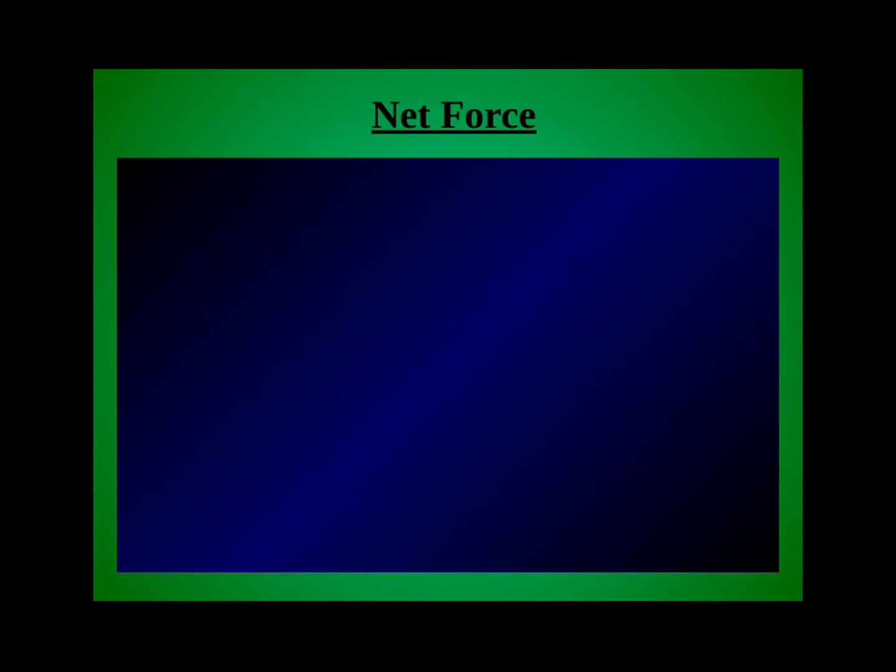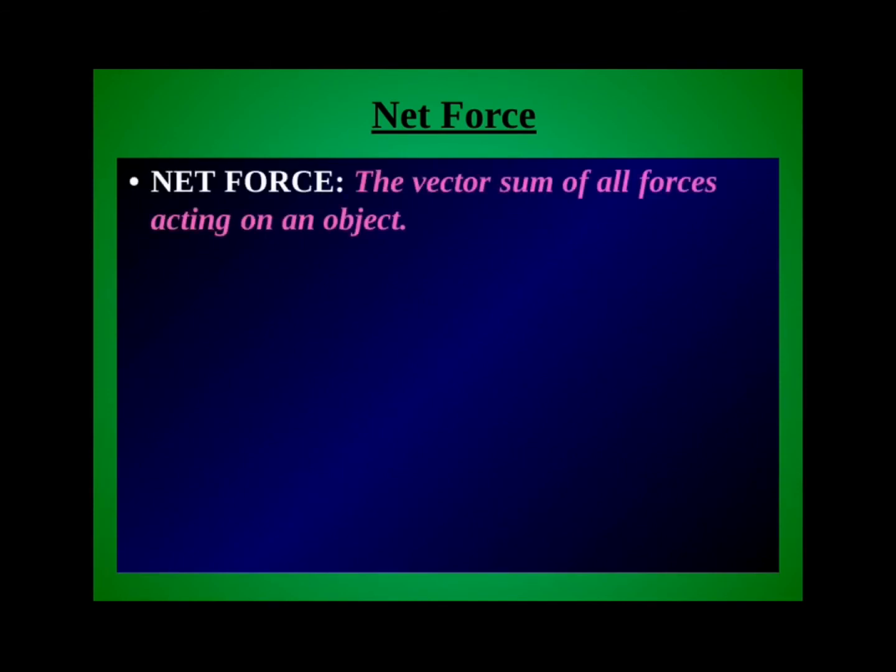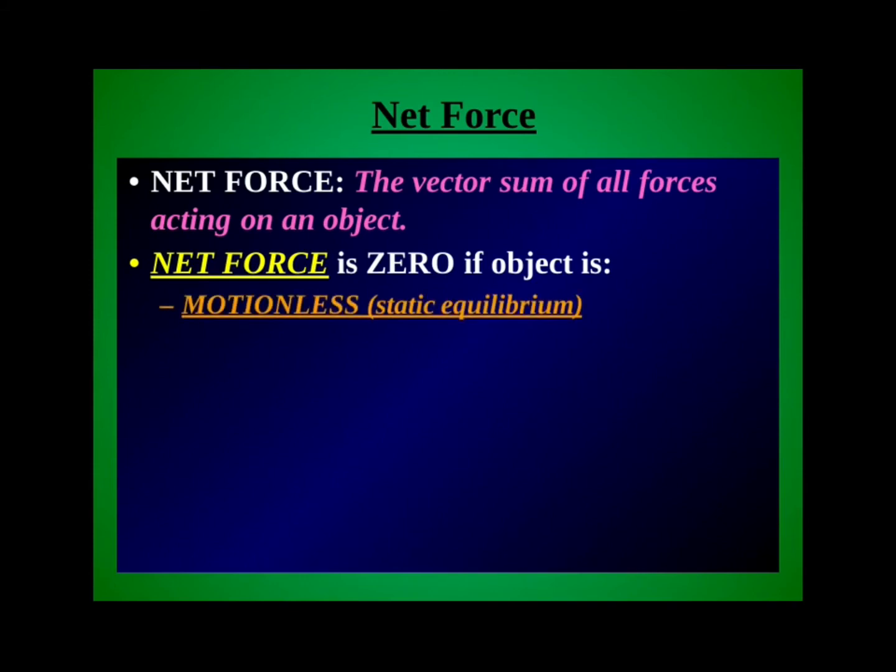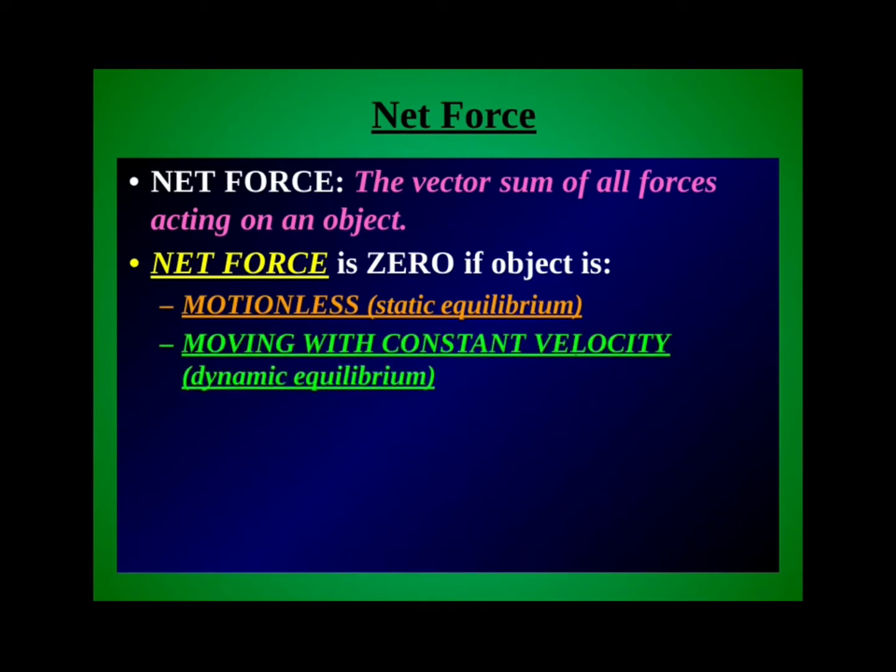Now let's talk about net force. Net force is the vector sum of all forces acting on an object. The net force is 0 if the object is motionless, which is static equilibrium, just staying in one spot, or moving with constant velocity. This means dynamic equilibrium, that it is moving but with a constant velocity.